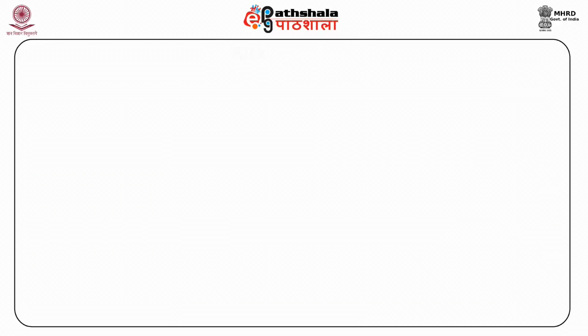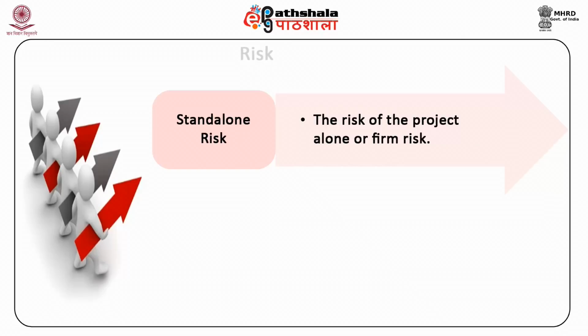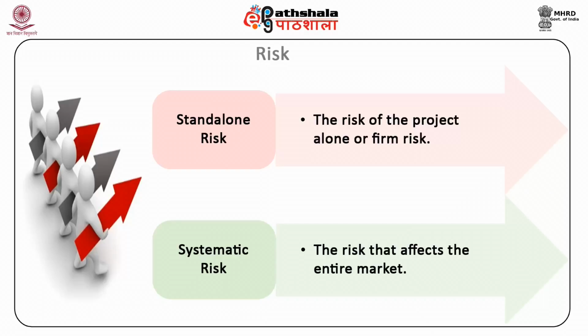Next, we will discuss risk. Another way of looking at risk is to analyze whether it is a standalone risk, that is, the risk of the project alone, or firm risk. A firm's risk is the combination of all the risk of different projects taken up by the firm. When a firm takes up a risky project, the firm's overall risk increases. Besides, there is market risk, also known as systematic risk. The risk that affects the entire market is known as systematic risk.